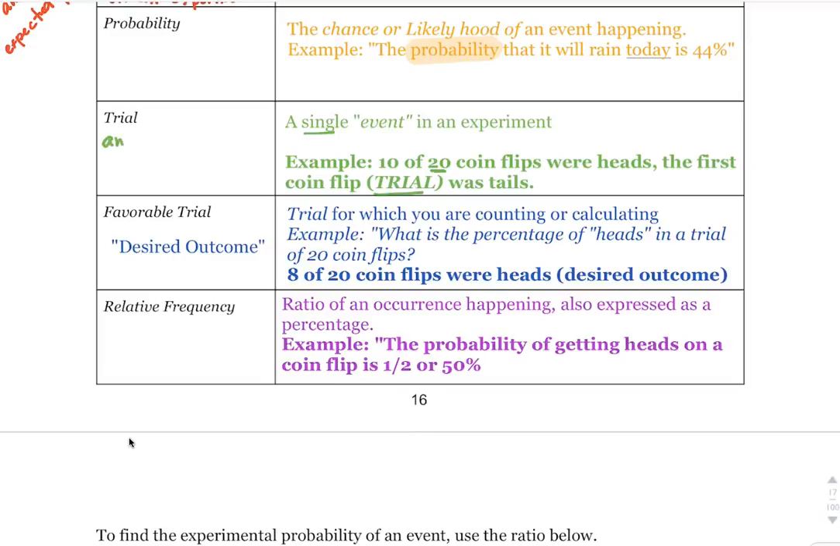So any single event out of many, it's part of the whole. It can be one single time. Remember that first flip you got was a heads or a tails? That first flip is a single trial. You can identify trial number 10, trial number 20, the last one, the first one, the middle one, the second one. All of those represent trials.